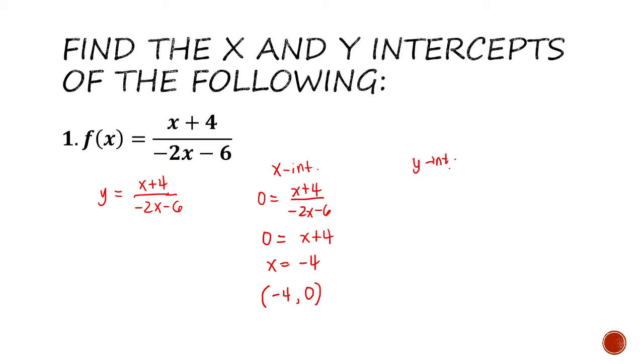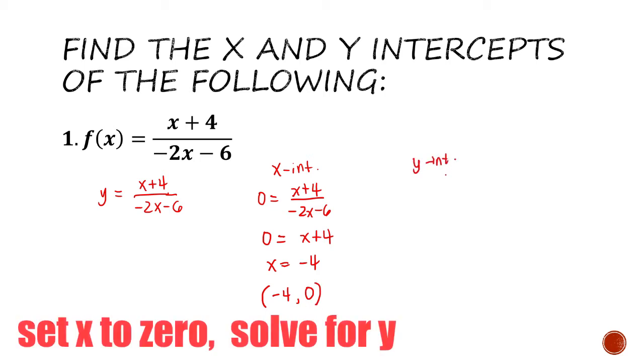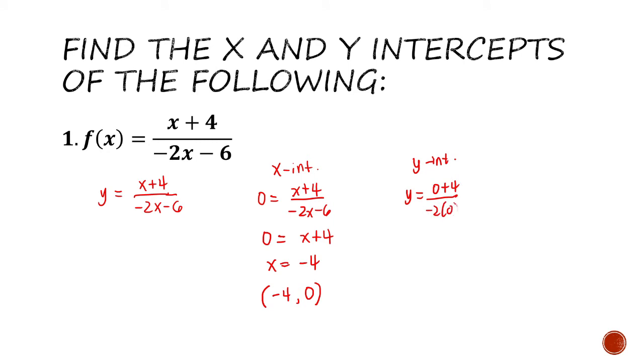For us to find the y-intercept, we set x to 0. So lahat ng x palitan ng 0. And then we solve for y. So our y-intercept is negative 2/3. So if we are going to write this in ordered pair form, since x is 0, 0 yan, our y will be negative 2/3. So what is our conclusion here?